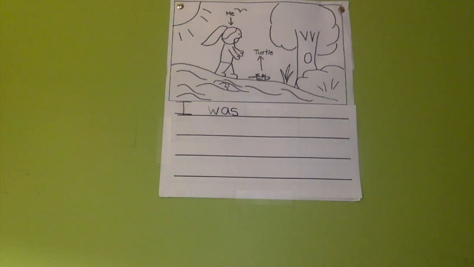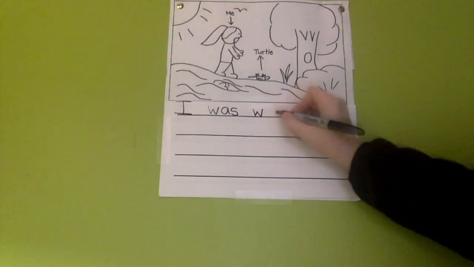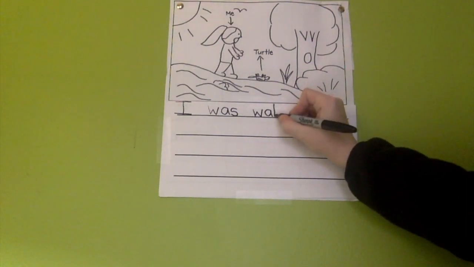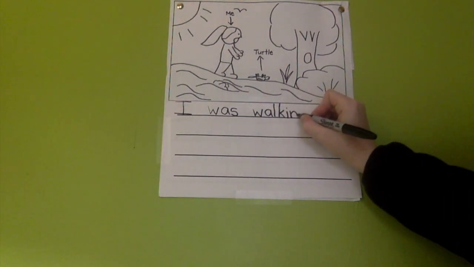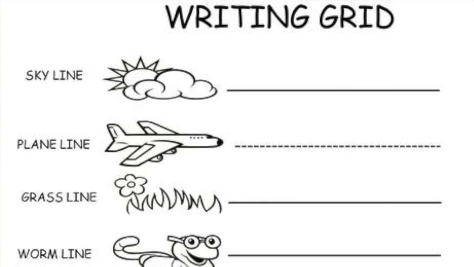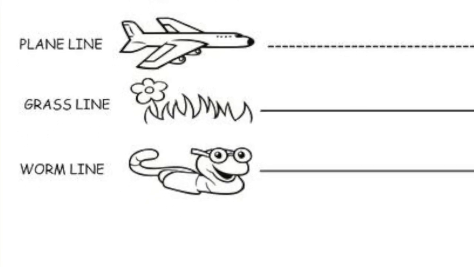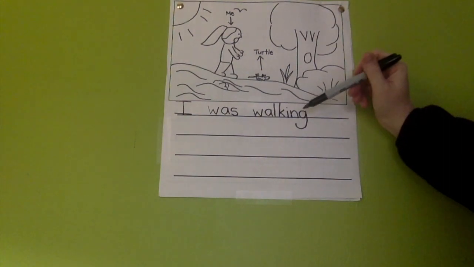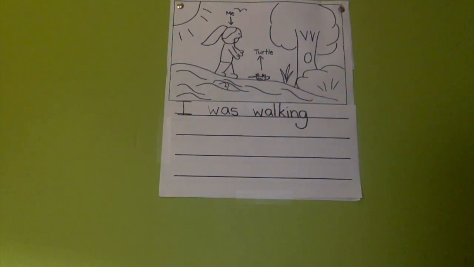I'm going to try to write all the sounds I hear in the words that I stretch. The first sound I hear in the word walking is w, w. I was walking. And when I'm writing, I'm thinking about where my plane line is, where my skyline is, and where my grass line and worm line are. That'll help me to make sure that I'm writing the letters correctly. Okay. I was walking through the woods.